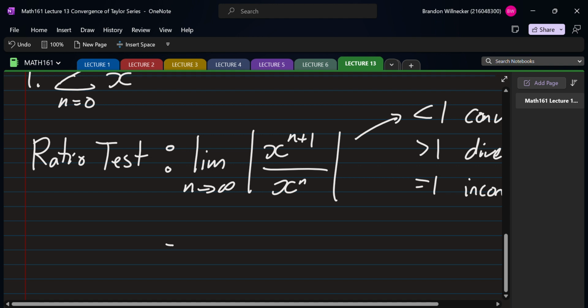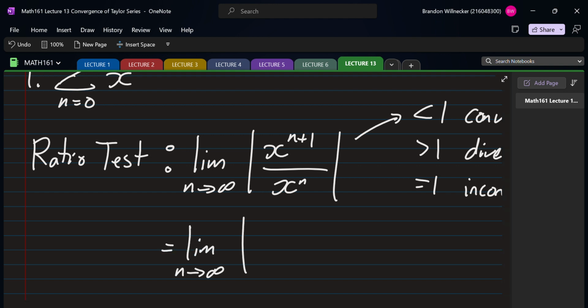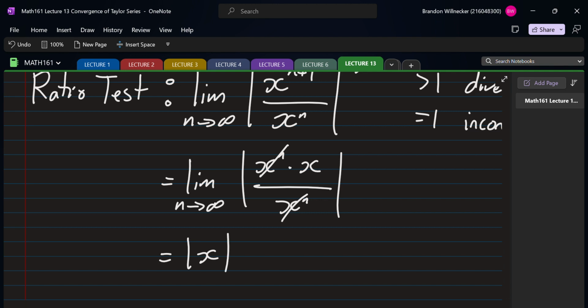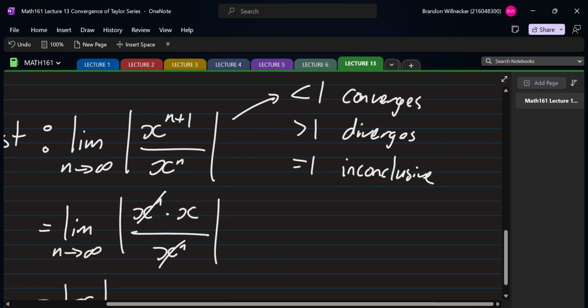Okay, those were the three criteria we had with the ratio test. So let's calculate this. We have the limit as n goes to infinity of x to the n plus 1, which we can write as x to the n times x, over x to the n. Now we have an x to the n at the top and at the bottom, we can cancel those. Now there's no more n, so the limit doesn't do anything here, so we just have the absolute value of x. Okay, so that's what we get. Now for this to converge, let's look here. If it's less than 1, it converges. If it's greater than 1, it diverges.